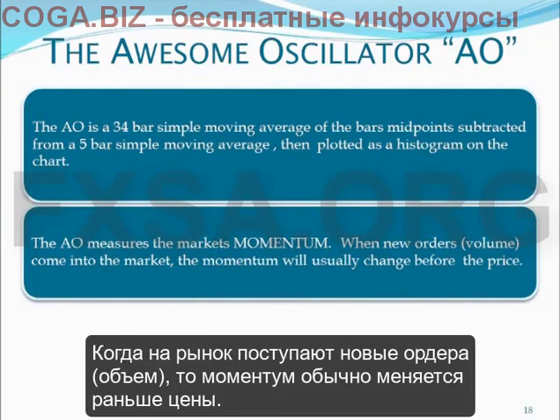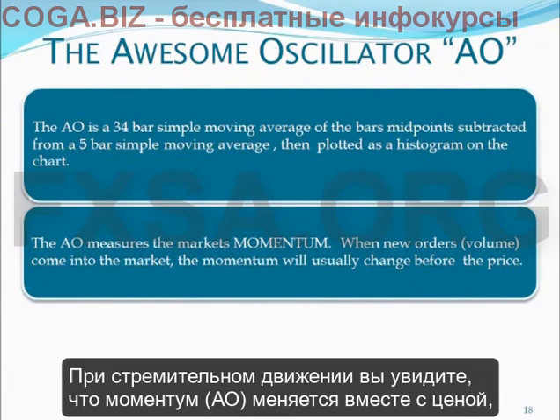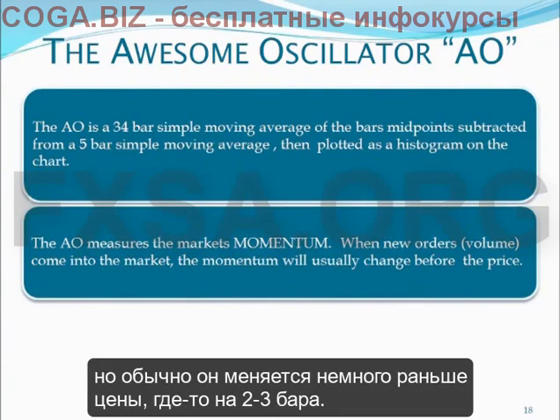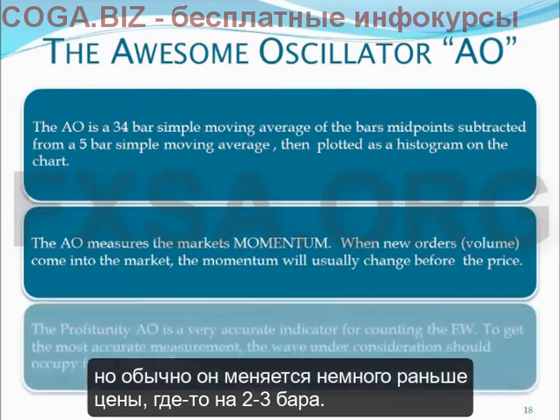When new orders or volume come into the market, the momentum will usually change before the price. Now with heavy movement, you will see the momentum or the AO change with the price, but typically it will change a bit ahead, 2 to 3 bars.